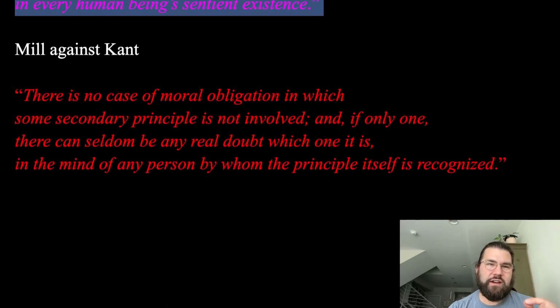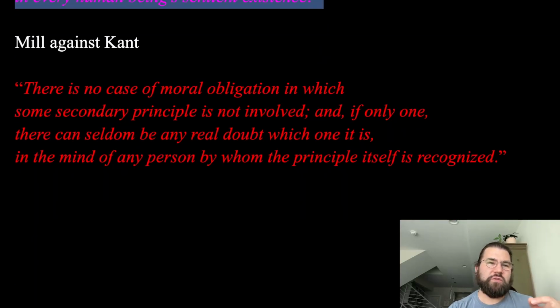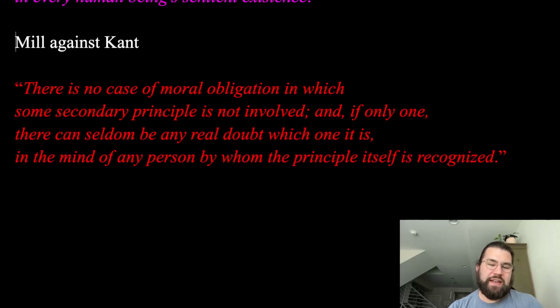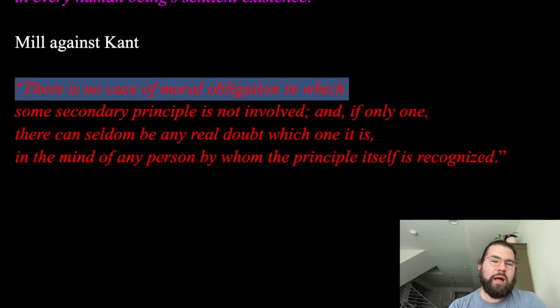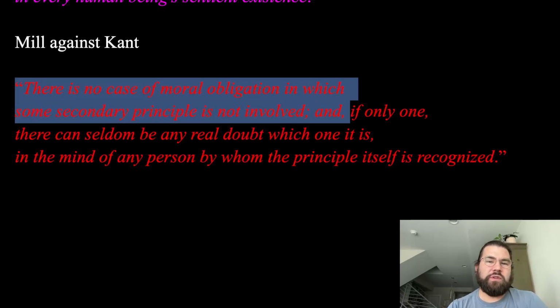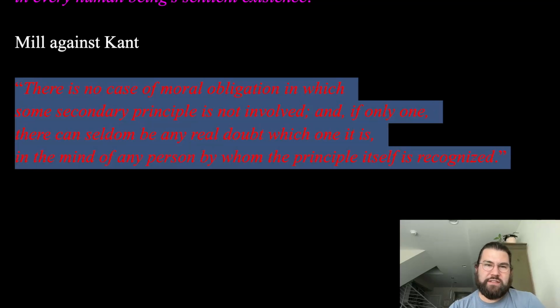And one last thing here, tie it full circle back to the beginning of chapter 2, or even chapter 1, when he set out against Kant. Here a little bit more explicitly, to wrap up chapter 2, Mill is going to say there is no case of moral obligation, that's Kant, right, in which some secondary principle is not involved. And if only one, there can seldom be any real doubt which one it is, in the mind of any person by whom the principle itself is recognized.